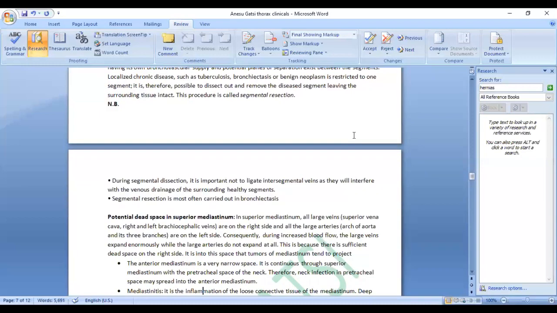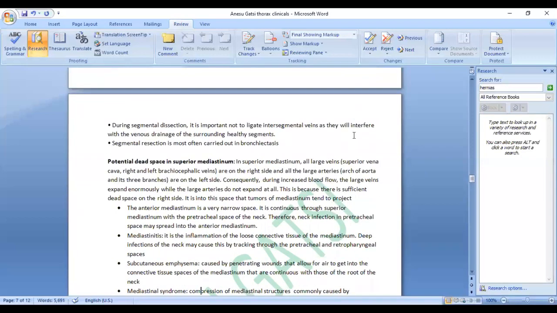Then you have a potential space in the superior mediastinum. Remember that the thoracic region is divided into a superior mediastinum and an inferior mediastinum. The inferior mediastinum will then further be subdivided into an anterior mediastinum, a middle mediastinum, and a posterior mediastinum.